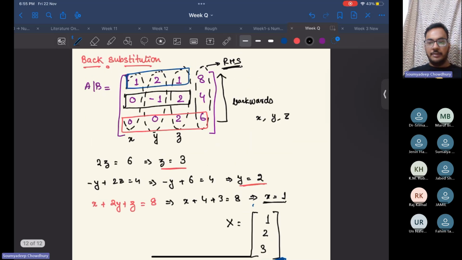This upper triangular matrix conversion is clear. Any confusions? Anyone? No, sir. It's clear, right? Anyone? Any confusions?